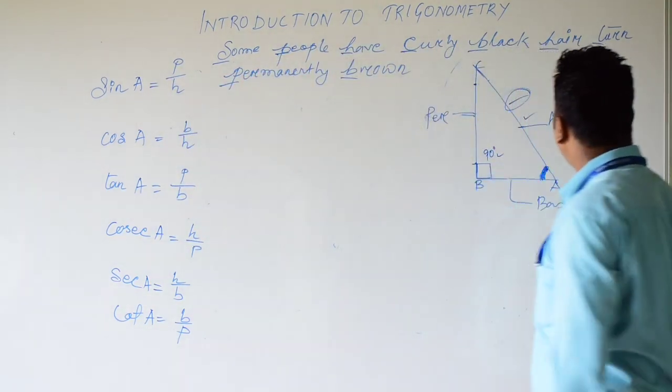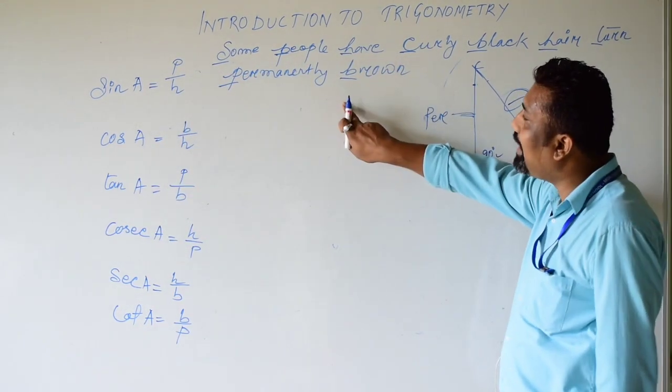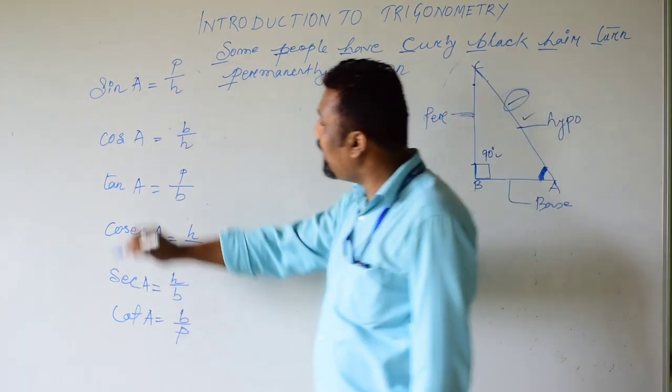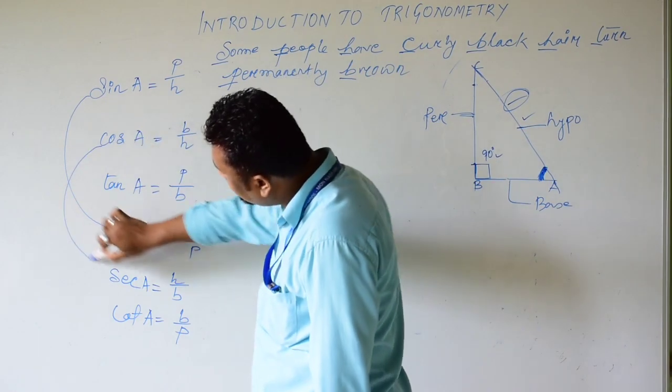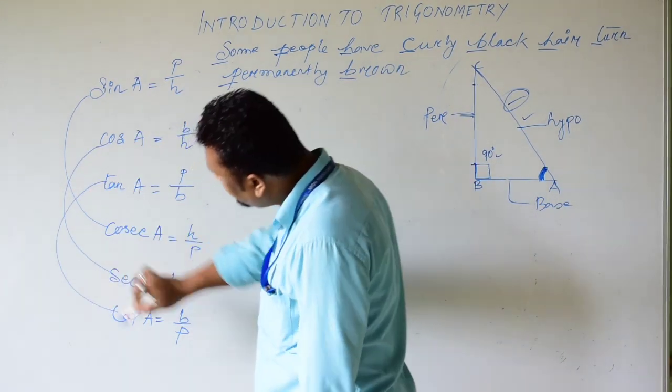Some people have curly black hair turned permanently brown. If you learn this line by heart, you can remember this automatically. Why? These all are related. Sine is related with cosec, cos is related with sec, and tan is related with cot.